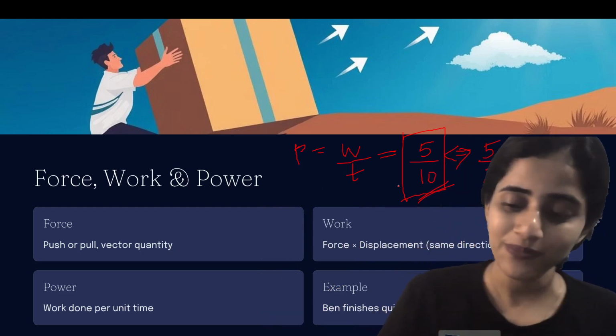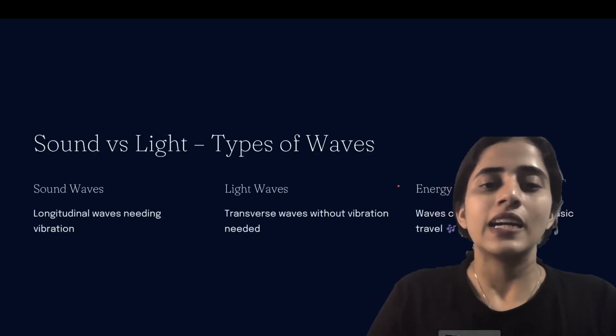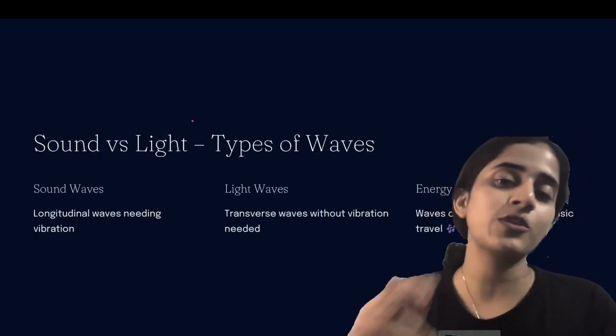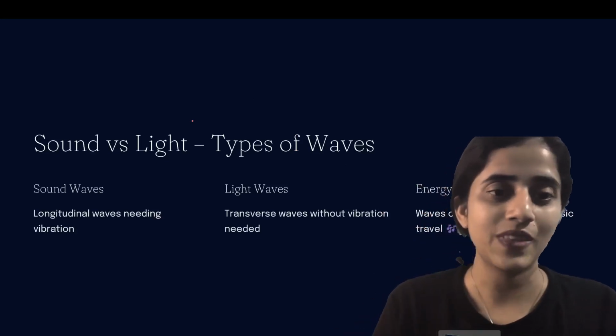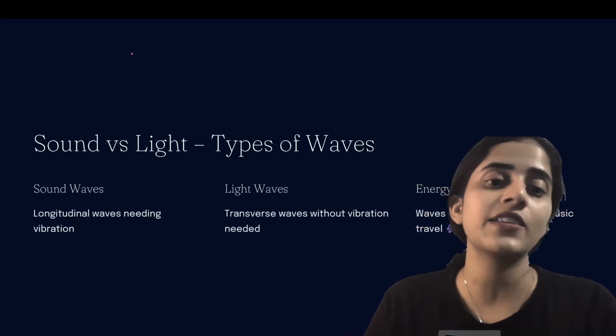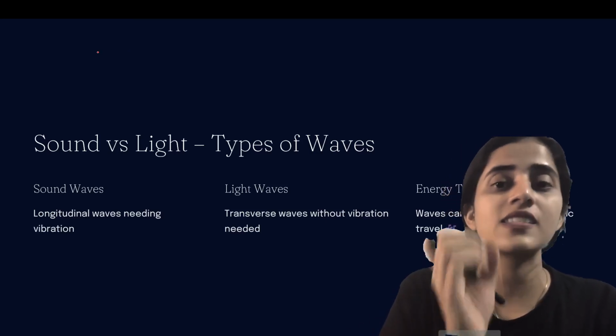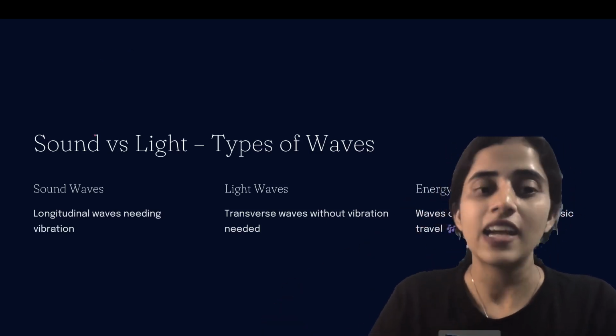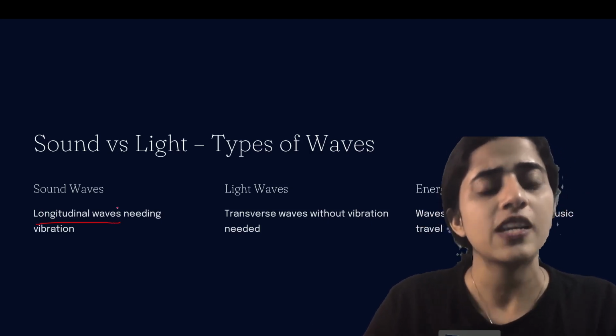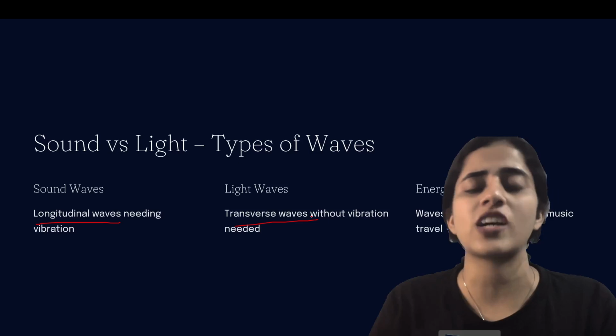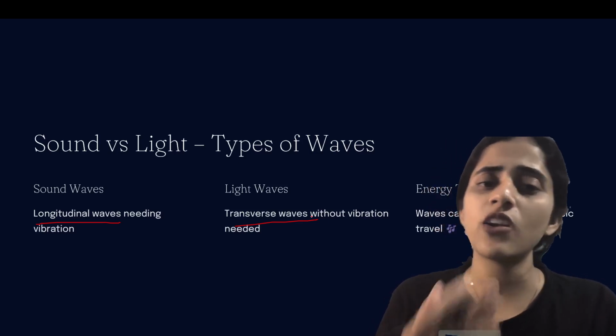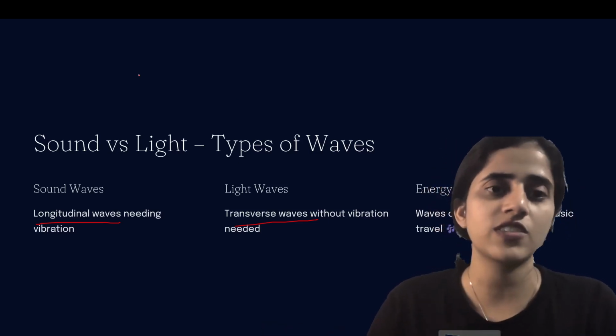Get it? Okay. The next important concept that's going to be new to you is waves. There are two kinds of waves that you will learn mainly here, sound waves and light waves. And you will also learn two new terms, longitudinal waves and transverse waves. So what are longitudinal waves? What are transverse waves?